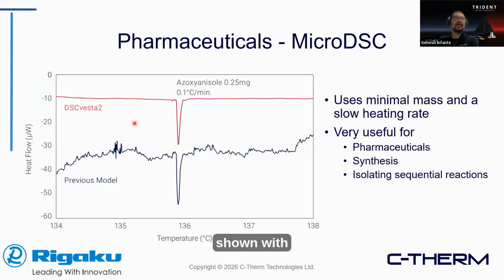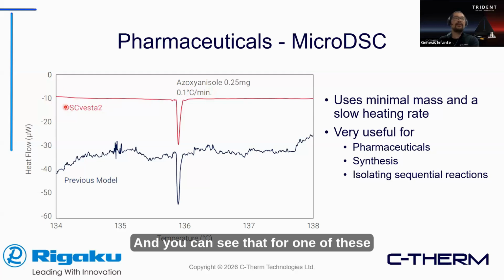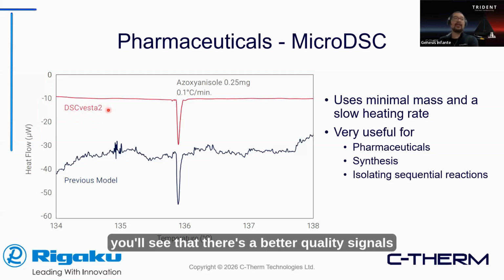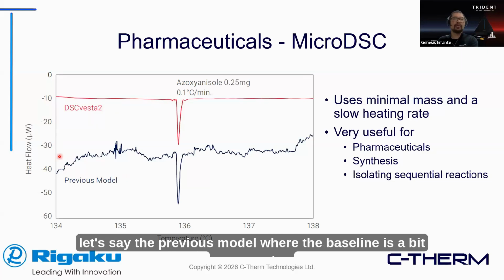So this is just shown with azoxyanisole. And you can see that for one of these Vesta DSC by Rigaku, you'll see that there's a better quality signal compared to, let's say, the previous model, where the baseline is a bit more here.